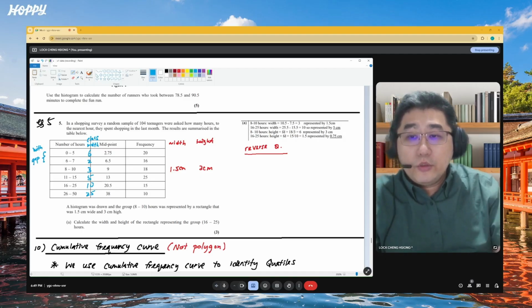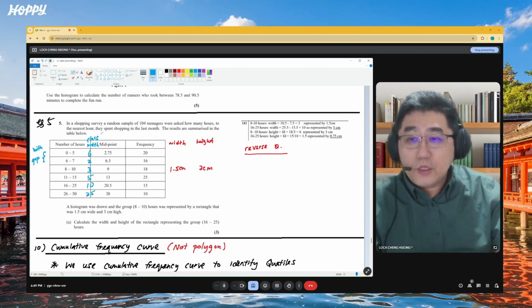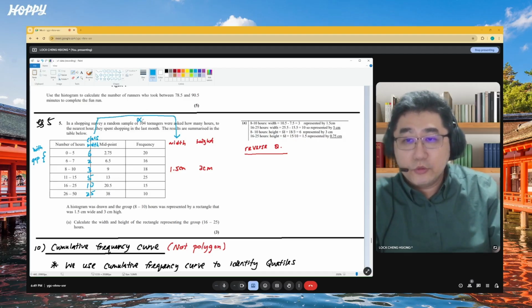Okay, what you need to learn is, class width will be directly proportional to width. Directly proportional.